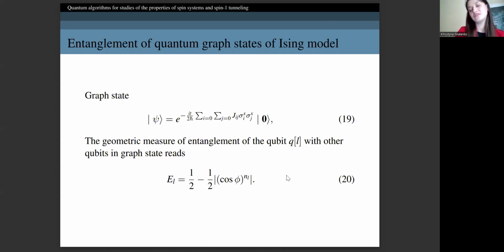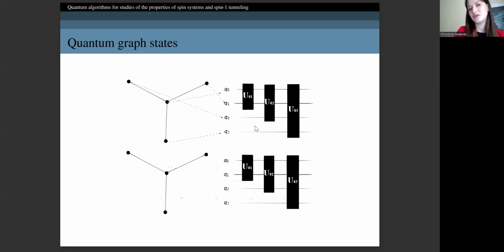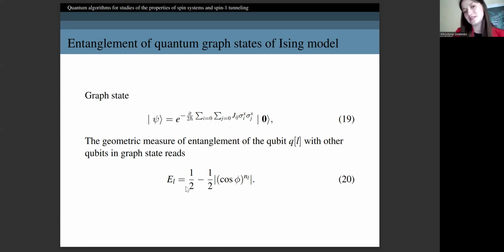And on the basis of studies of the entanglement of these quantum graph states, we found that the entanglement is related with the degree of vertex, or the degree of node. The degree of node is related with entanglement, of course, because of these interactions, but we have a very clear relation. This relation is very simple and very clear. So this n with index L is the degree of vertex corresponding to the spin or qubit with index L.